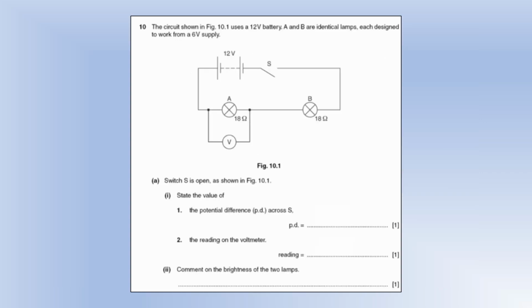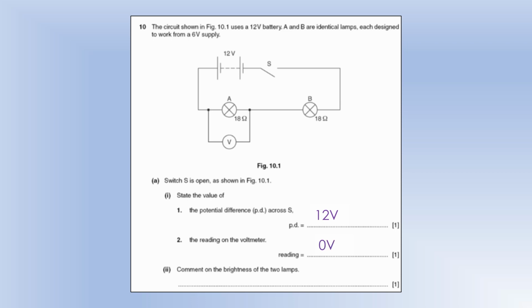So the diagram uses a 12-volt battery, and we've got two identical lamps, so they're both 18 ohms each, designed to work from a 6-volt supply. So the switch is open. State the value of the potential difference across S. It's going to be 12 because one side of it is connected to the 0-volt potential side of the battery, the other side is connected to the 12-volt side, and there's no potential difference across either A or B because there's no current, so it's got to be 12 volts.